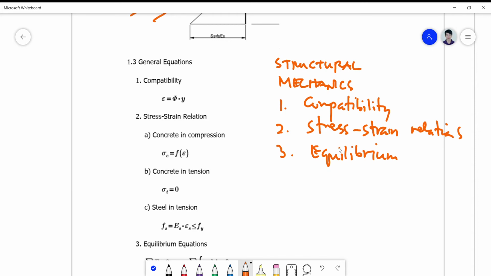A structural principle cannot survive without using these three aspects of structural mechanics.